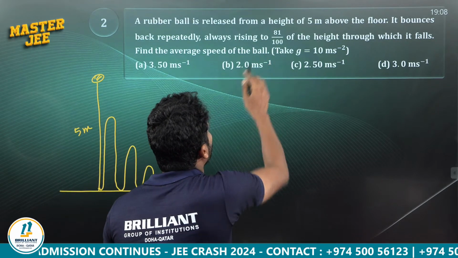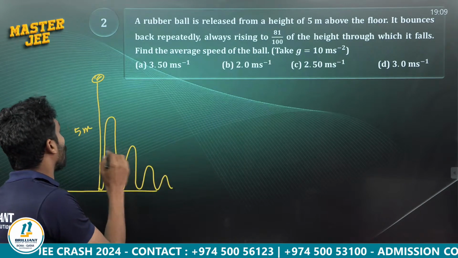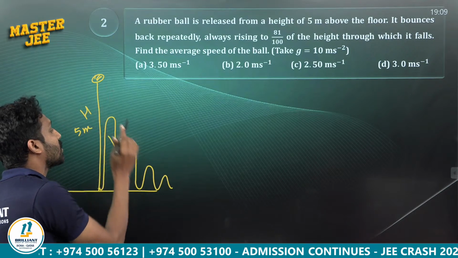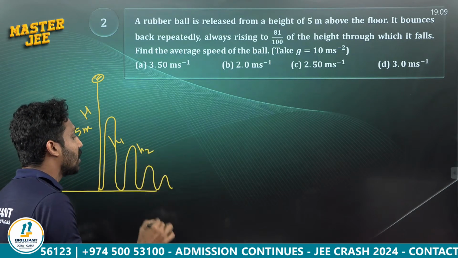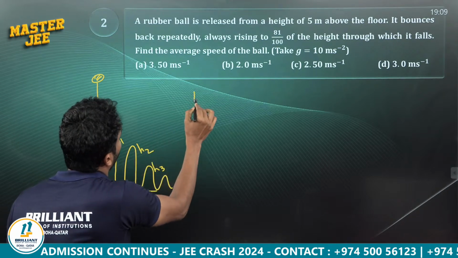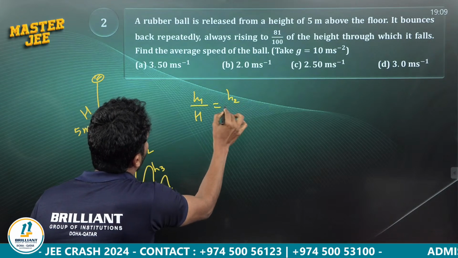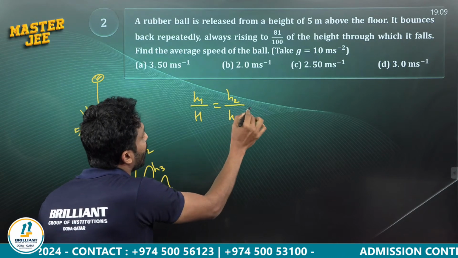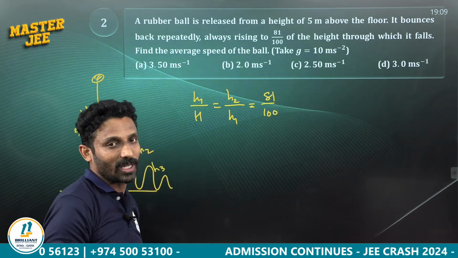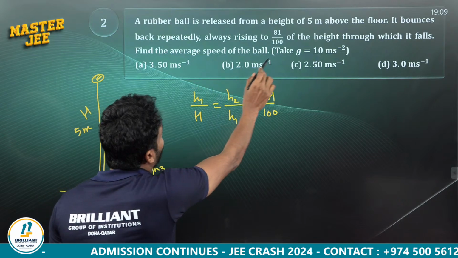It always rises to 81 by 100 of the height through which it falls. Suppose this is the initial height h, this is the height after the first bounce, this is the height after the second bounce, this is the height after the third bounce, etc. Then the ratio of height h1 to the initial height h, or h2 divided by the previous height h1, etc., is equal to 81 by 100, as given in the question.